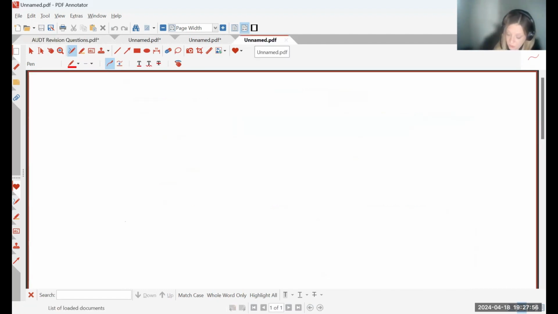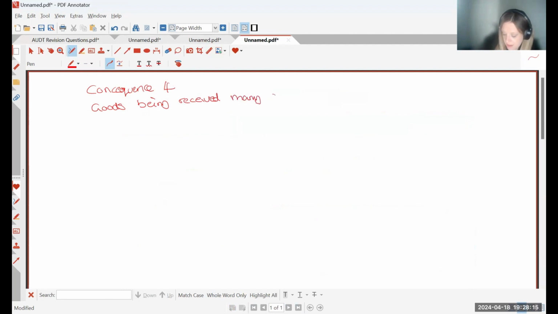So consequence 4 is goods being received many days before Lenny records them on the inventory system.